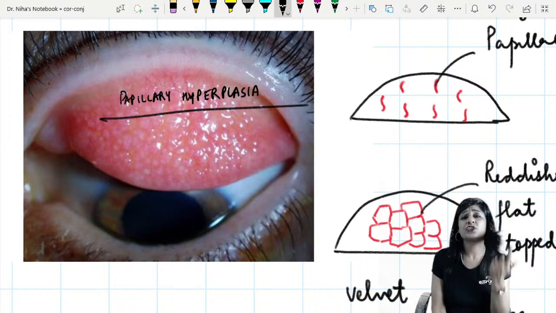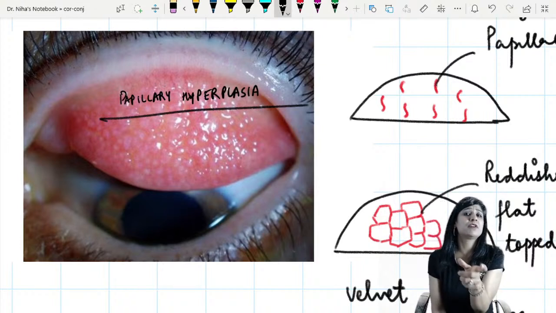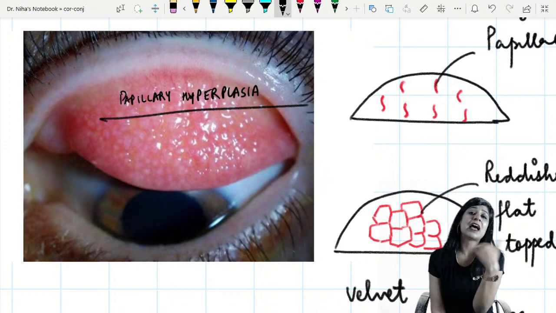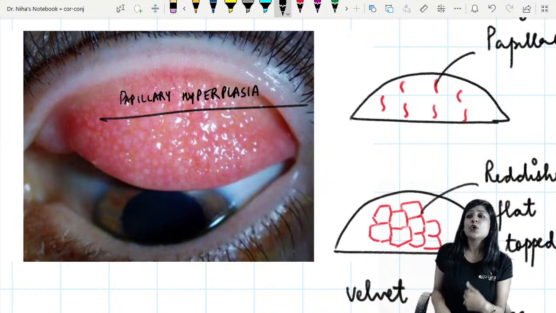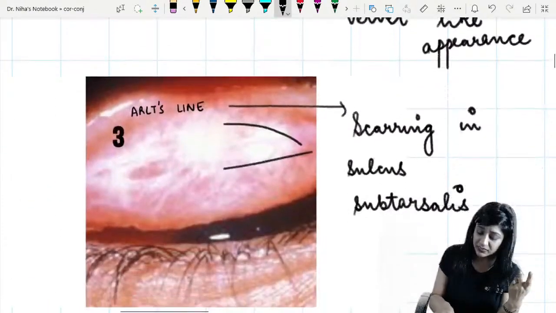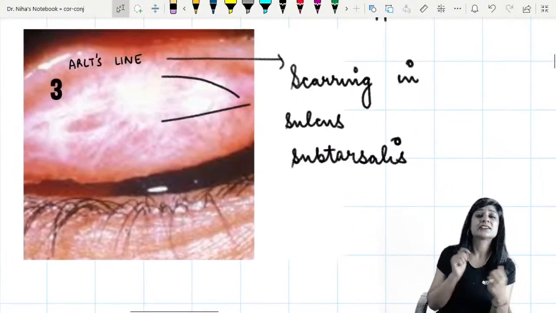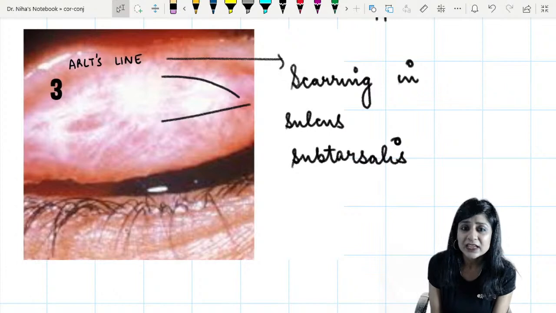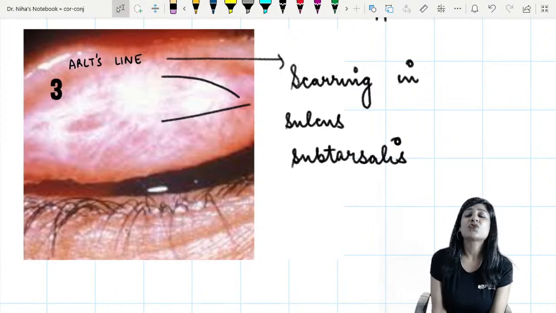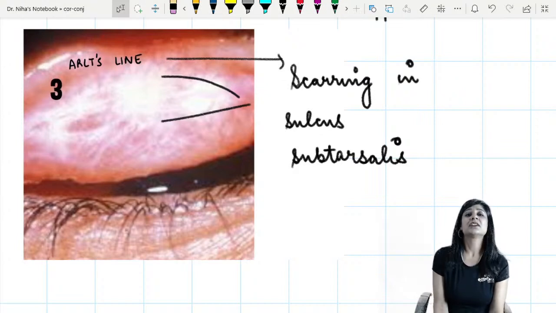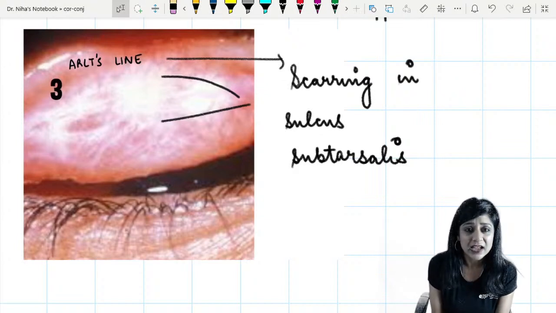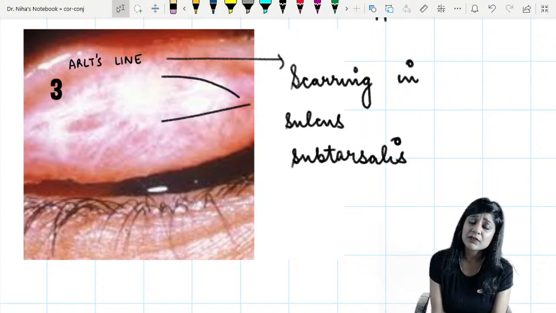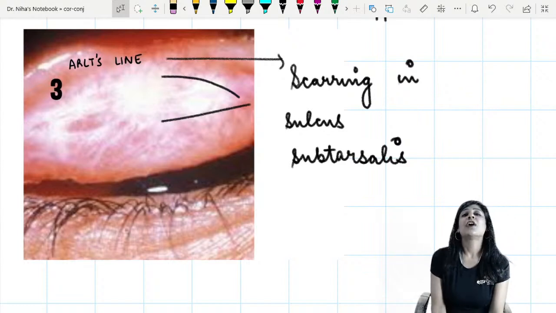Now come to pathology. Whenever we have inflammation, we will have the scarring, we will have the fibrosis. So fibrosis will come in the form of the Arlt's line. You must have heard about the Arlt's triangle also. Arlt's triangle is found in acute anterior uveitis, while this is your Arlt's line. In Arlt's line we have the scarring which is found in the sulcus subtarsalis.